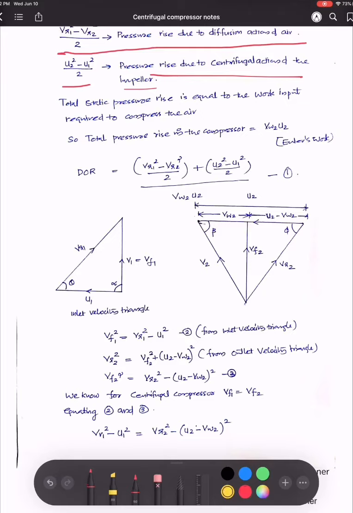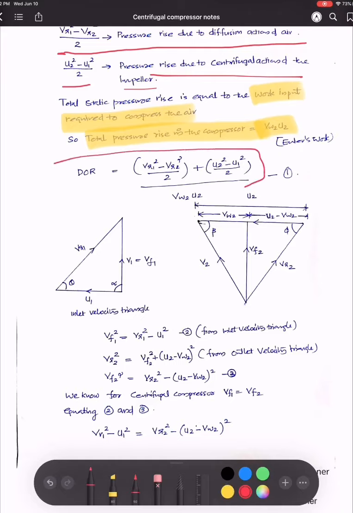Now next is the total pressure rise in the compressor. Total pressure rise in the compressor is given by VW2 U2, that is equal to the work input. You already know that work input required to compress the air. We have derived this in the previous lecture. So the final equation of DOR becomes this. Now we'll modify this equation and arrive at the final form.